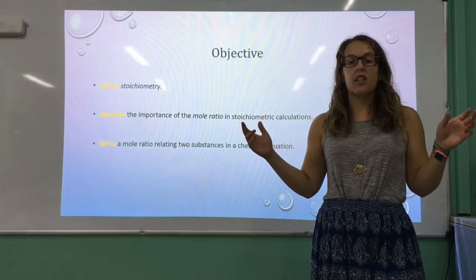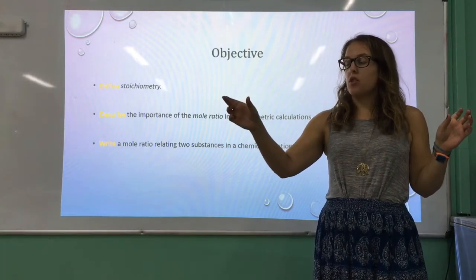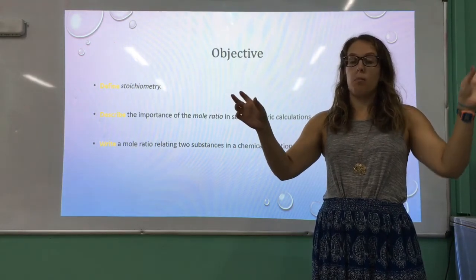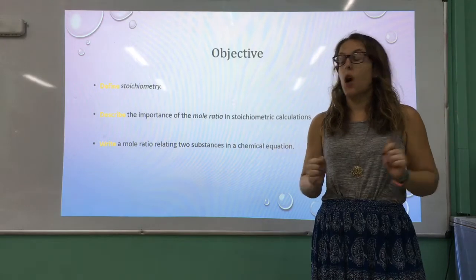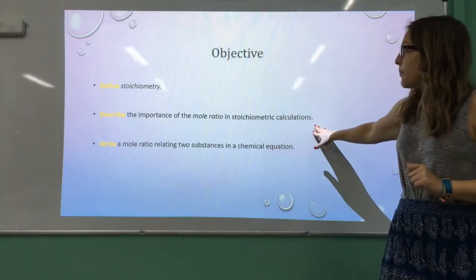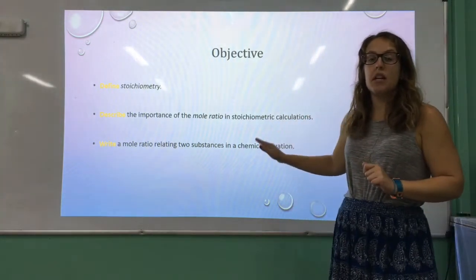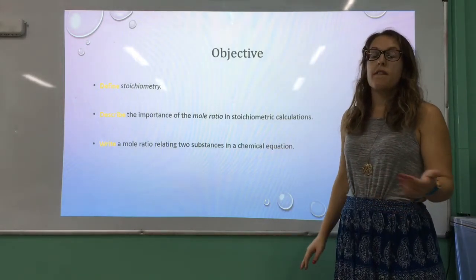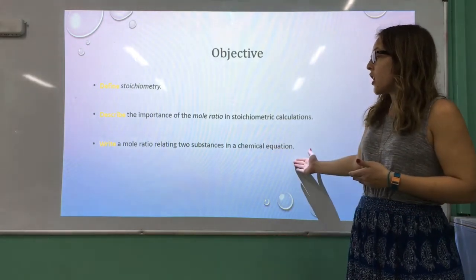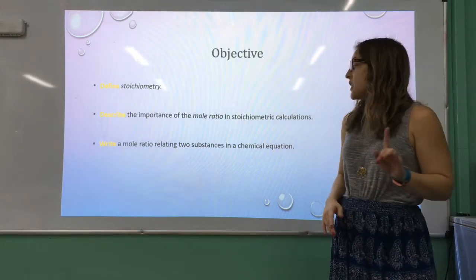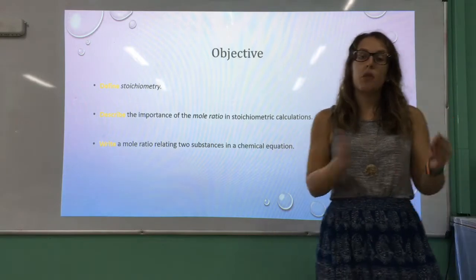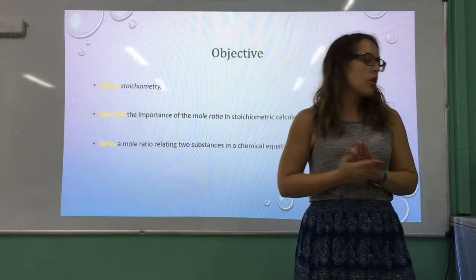When we look at the reaction, we know that so much reactant makes so much product, and we can look at the mole to mole ratio in that using the coefficients. They are important in stoichiometric calculations. And then we will refresh how to write a mole ratio relating two substances in a chemical equation. So we've done that prior, we will just refresh with that.